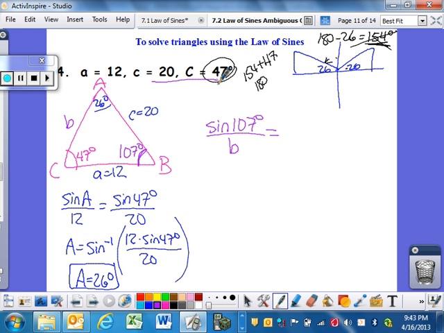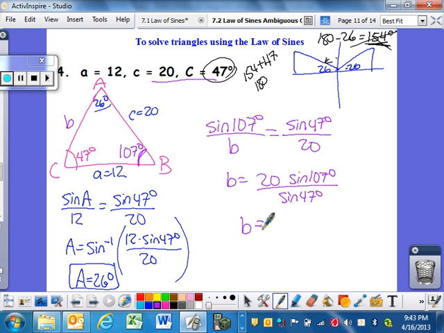I like using the C's in this case. So sine of 47 degrees over 20. Alright, cross multiply, see what you get. So B is going to equal 20 sine of 107 when I cross that way, divided by the sine of 47, and B ends up equaling 26.2 units.